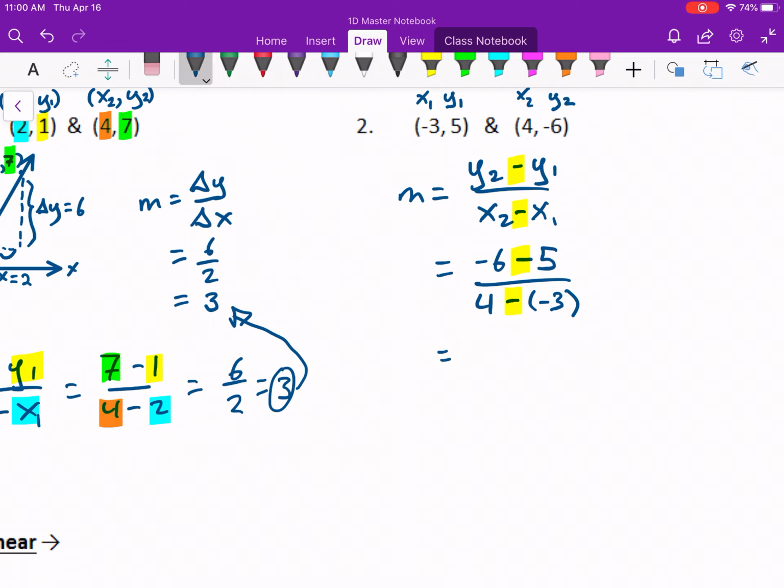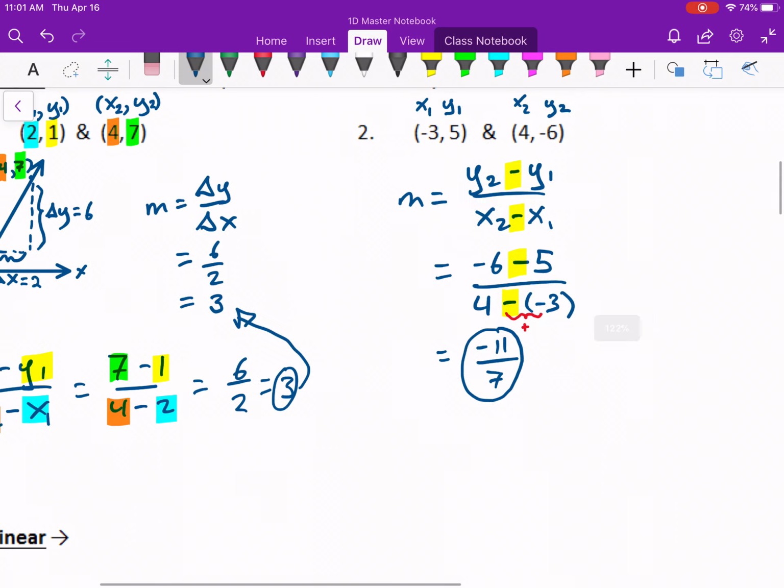And we go back to just knowing our working with integers. Negative 6 minus 5 means I'm going to go farther down the number line to negative 11. And then 4 minus negative 3, these two negative signs, hopefully you know by now, combine to make a plus. So that's the same as 4 plus 3, and that gives me 7. And as always, I try to reduce, but 11 and 7 are both prime numbers. There's nothing I can do to reduce this any farther. That is my slope. Remember, we've learned that a negative slope means that something goes downward from left to right.